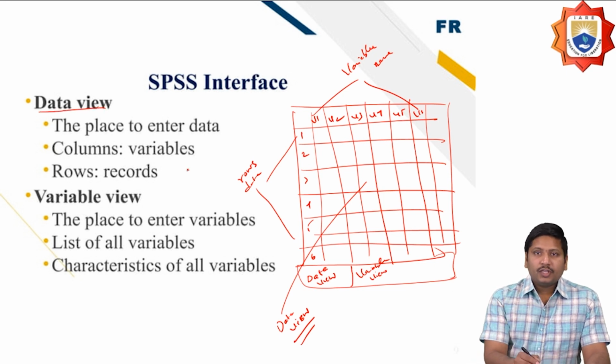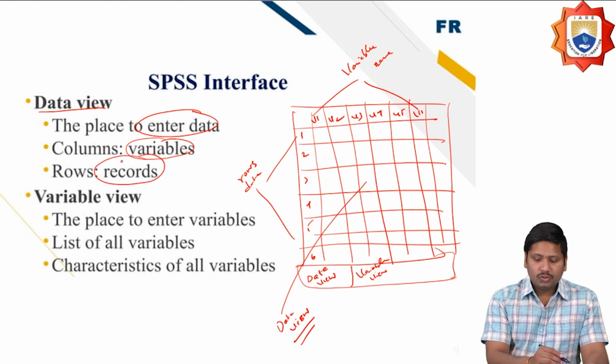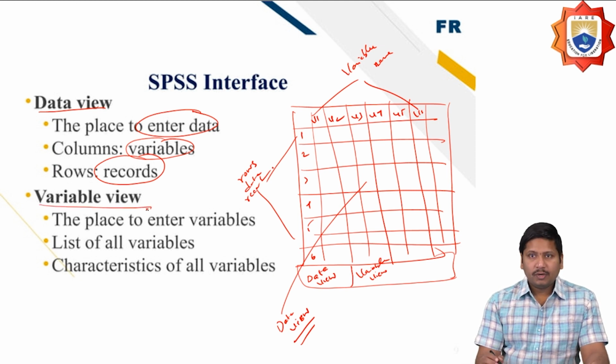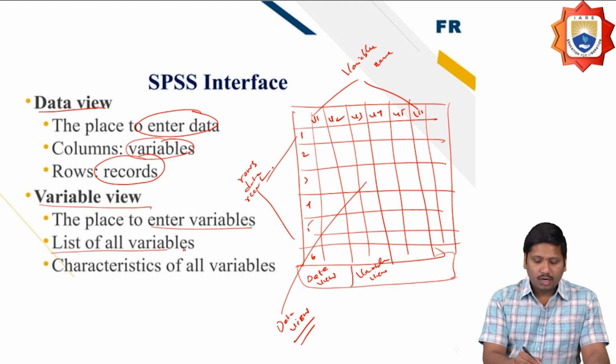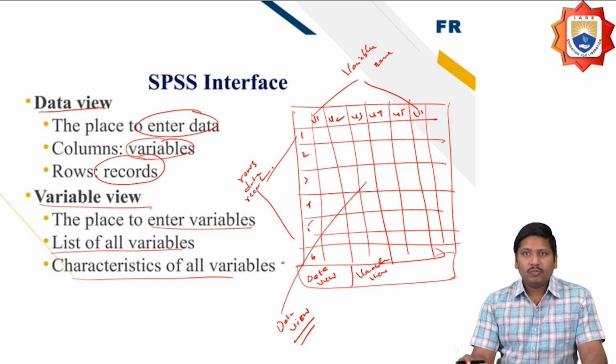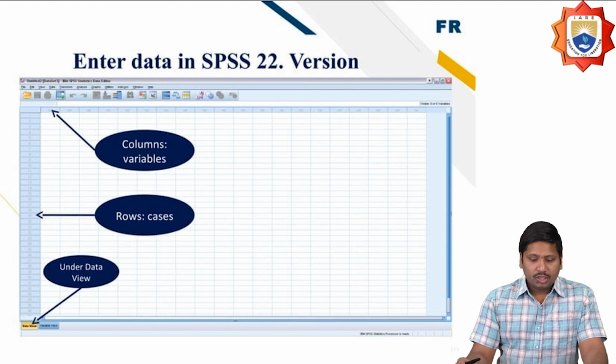Okay, so the data view is where I am able to enter the data, where the columns are variables and the rows are the records. Similarly, the variable view is the place where I can enter the variables, the list of variables needed for any kind of application, and the characteristics of all variables may also be seen here. So this is the view where you can enter the data in SPSS.